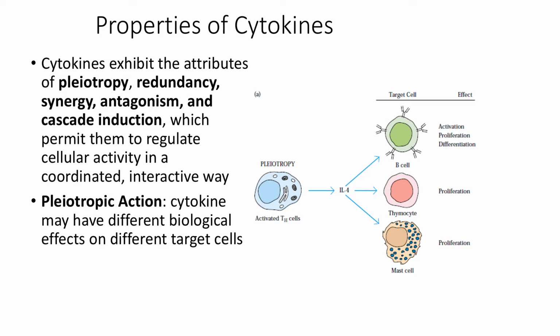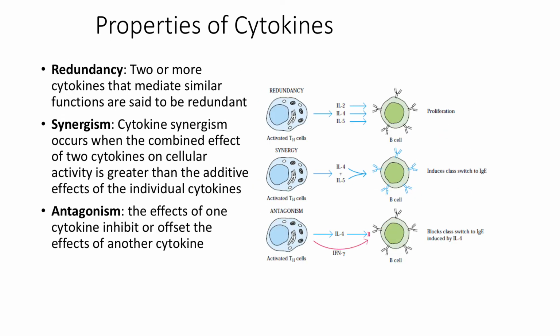So these three cells have different functions depending on their cell type. However, as you can see, the cytokine IL-4 is the same for all of them. So the same cytokine can induce different functions depending on the cell type. This is called pleiotropism.